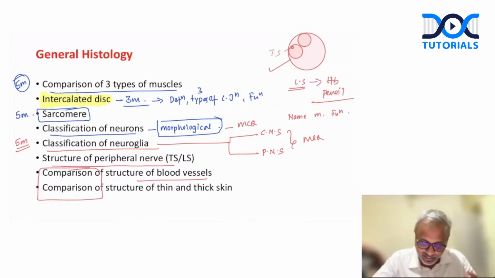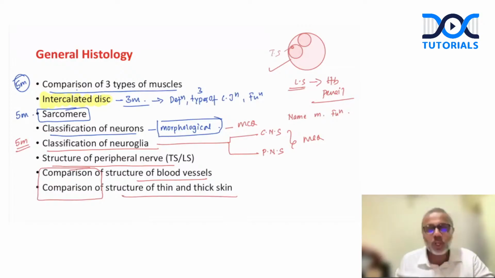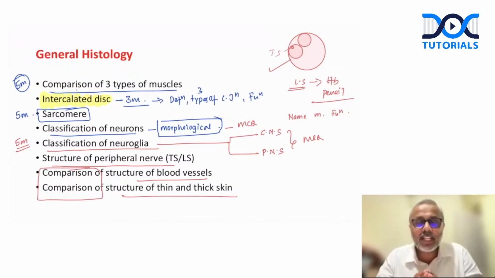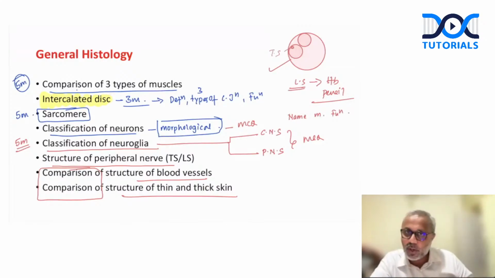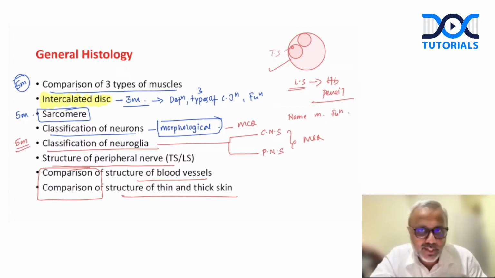Are we clear? Then comparison of structure of thin skin and thick skin. You should be able to write diagram. You should be able to differentiate the layers of the epidermis, the difference in the dermis regarding the presence or absence of different types of appendages. So you should be able to write a tabular column again under different headings, and then you should be able to draw the diagram of thin skin and thick skin.